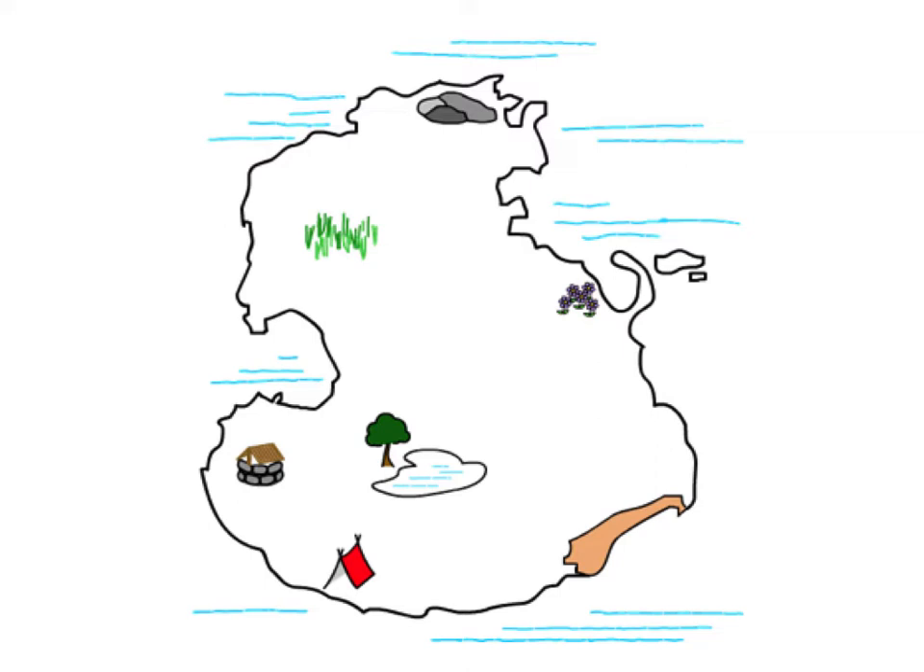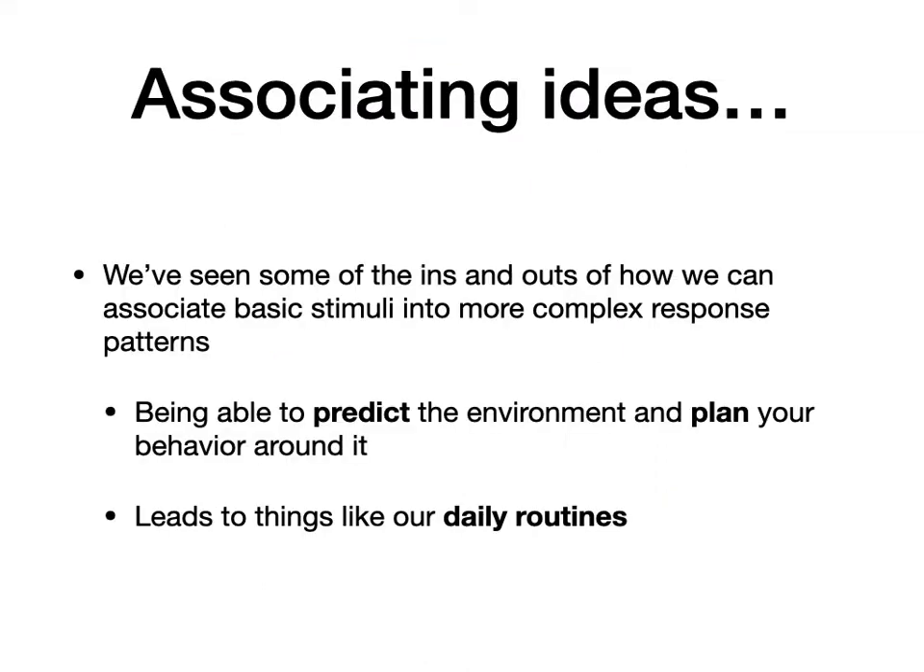So, that concept put out there, we've seen a lot of how we can start to associate ideas, right? Take basic stimuli and combine them into a little bit more complex response patterns. So, mainly, being able to predict the environment and plan your behavior around it leads to things like our daily routines. It's a more complex structure, but it's built from all these little basic things that we can do, like predict what's going to happen when I step outside.